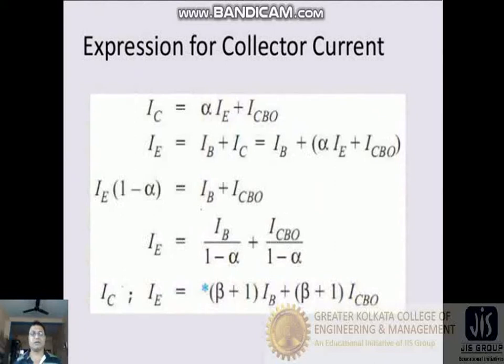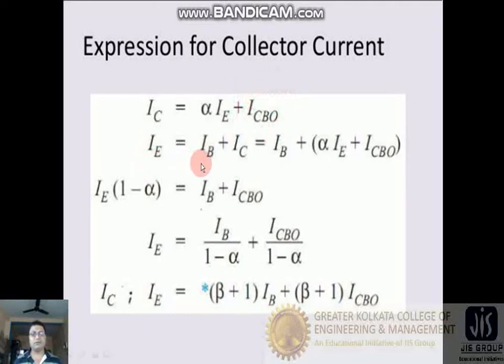Expression for collector current. We are going to find out the collector current. The collector current IC equal to alpha IE plus ICB, which is the reverse collector current flowing from the collector to base. As the collector base junction is in reverse bias, there is a leakage current flowing between the collector to base, which is mathematically represented as ICBO. It is the reverse leakage current of the collector junction.